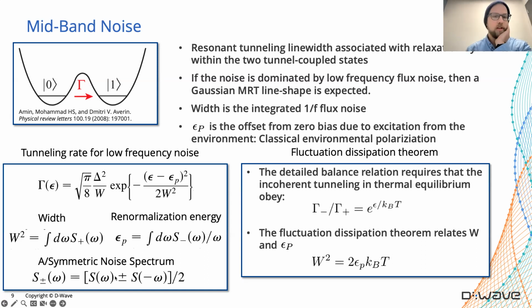Another interesting fact is that you can look at the detailed balance of tunneling from one well to the other well, and this relates these two tunneling processes. This allows us to use the fluctuation dissipation theorem to relate our width to this offset, and they're related by the temperature that our fridge is at. This actually relates these symmetric and anti-symmetric, or asymmetric, noise spectrums, so both the quantum and classical spectrums, by this temperature T.